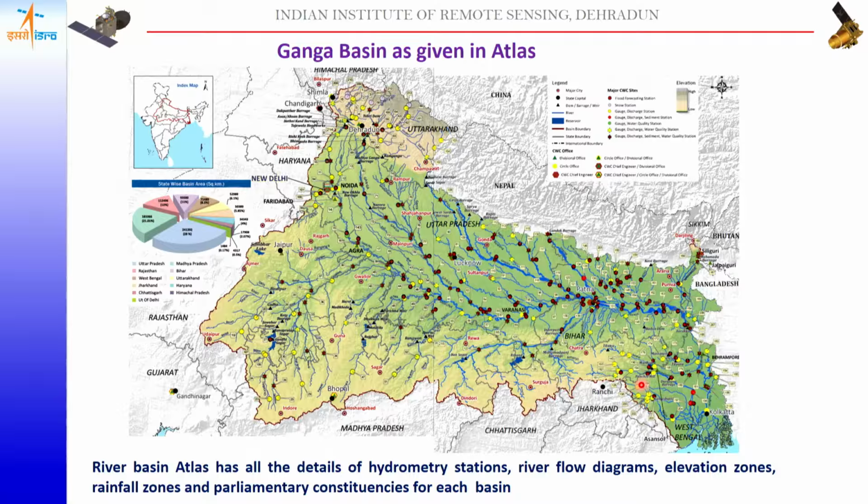Whereas the peninsular rivers, where there is no conflict except for the Kaveri River basin, are under the non-classified category, where all Indian citizens or authorized users can download the data freely.